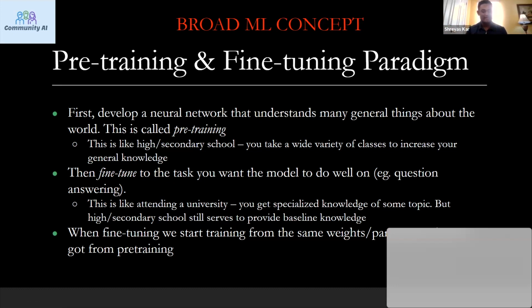And in terms of learning more advanced things, in terms of our paradigm, that is called fine-tuning. So now that we have our pre-trained model, we understand a lot of general things, we now will fine-tune it to a task that we actually want our model to do well on. So for example, question answering. And in terms of a real life analogy, this can be like attending a university. So in high school, you had a general knowledge of a lot of different things. And now in university, you're going and getting a specialized knowledge of some topic.